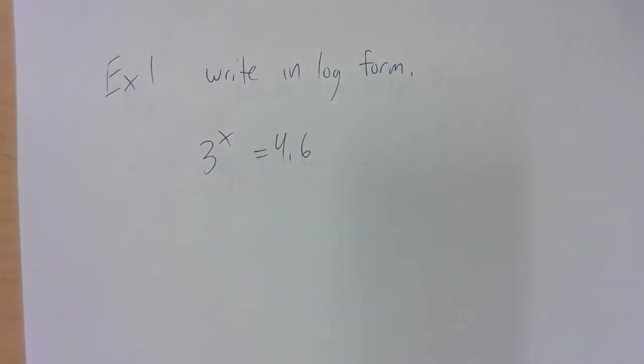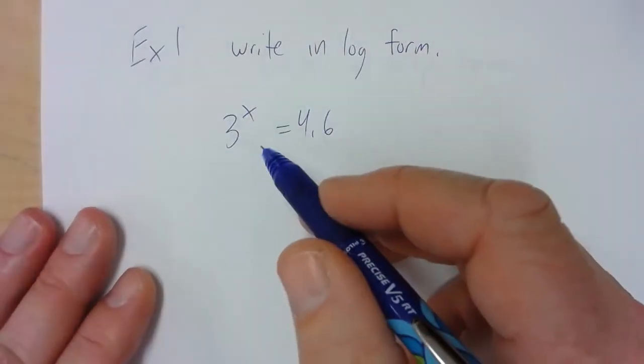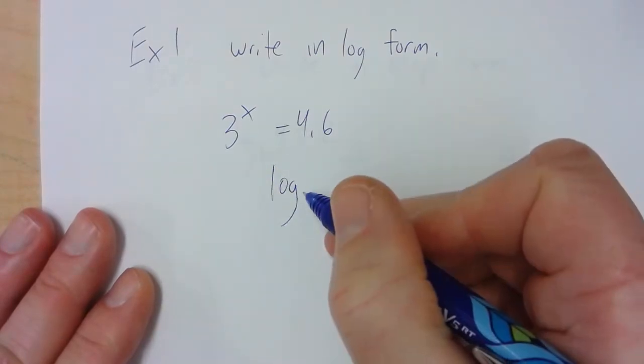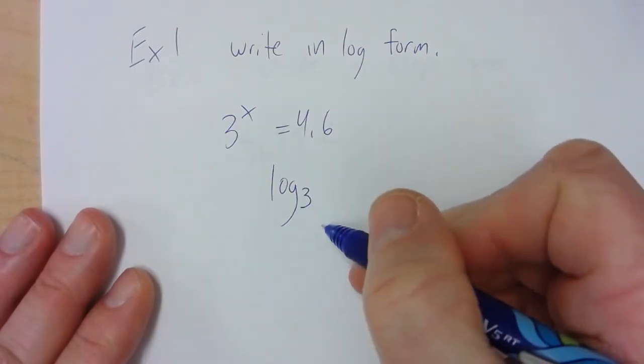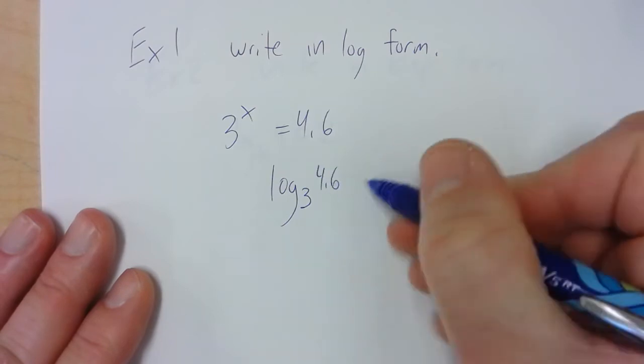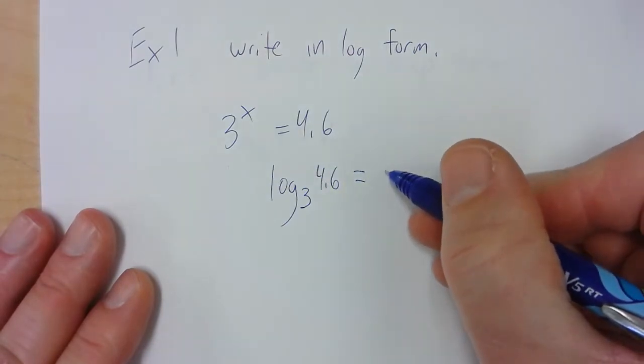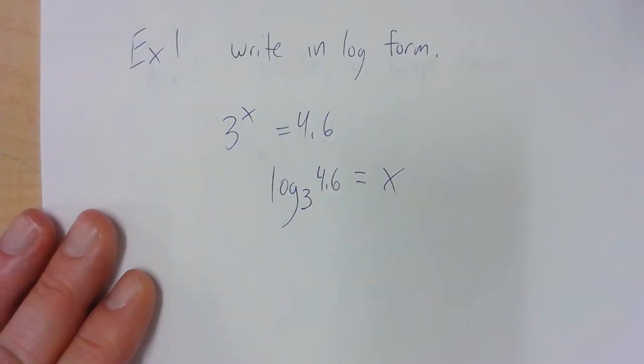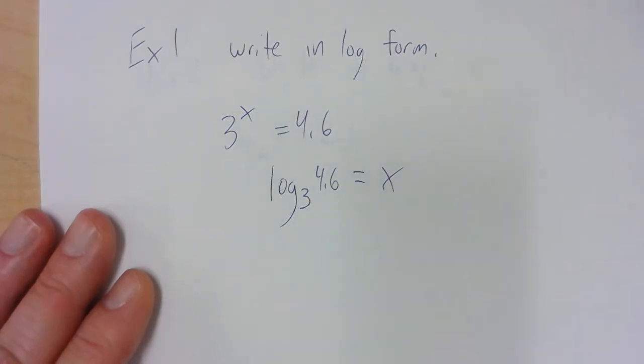All right, so here are the examples. We're going to write these in log form first. So I'm going to say log, the base is 3, and 4.6 is the answer, and then x is the exponent. So the exponent goes there, the base goes there, the answer goes there. And that's writing it in log form.